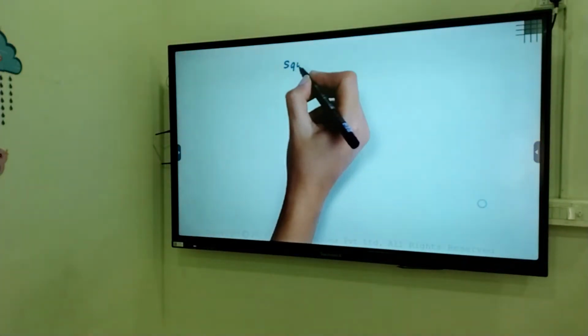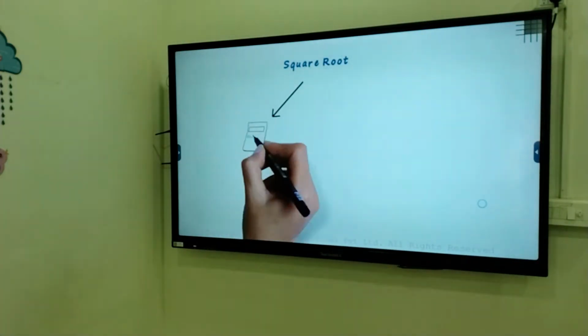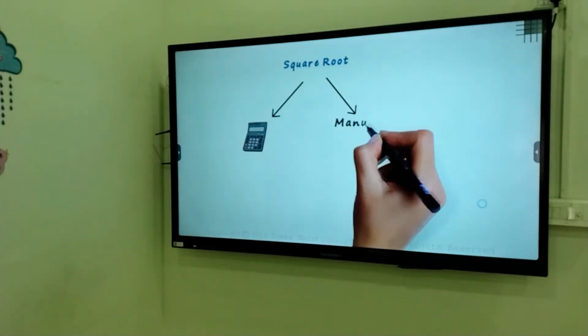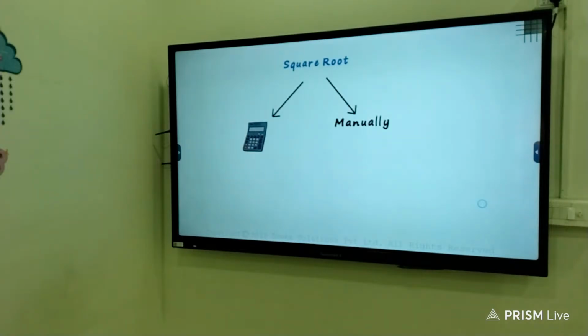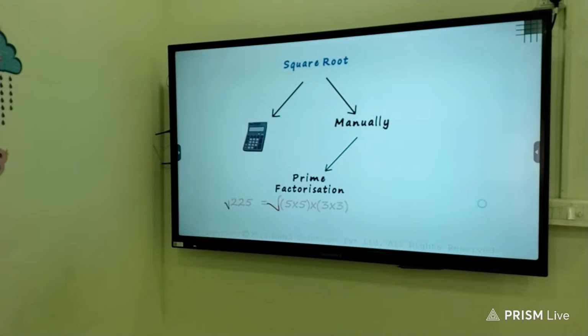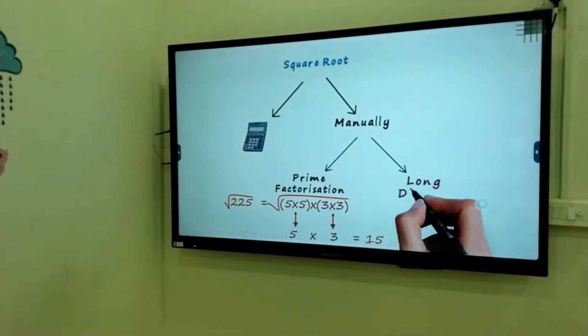There are two ways to solve for the square root of a number. We can either use a calculator, of course, everybody would love to use this option, and the other way is to solve it manually. Manually too, we can solve it in two different ways. One, by using the prime factorization method, which we have already seen. We split the number into its prime factors and then choose one number from each pair. The other method, which we will look at in this video, is called the long division method.